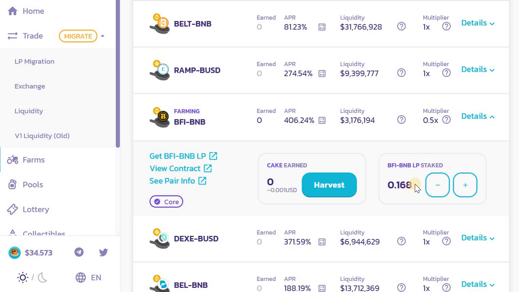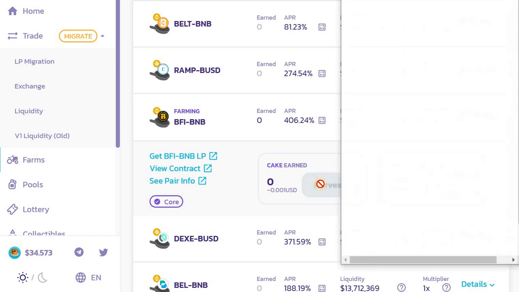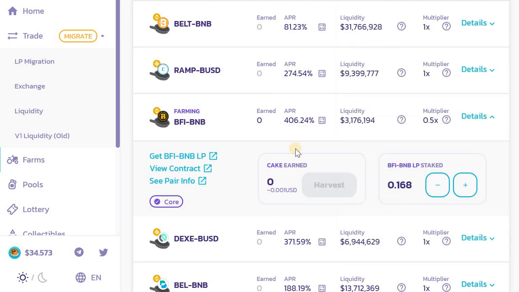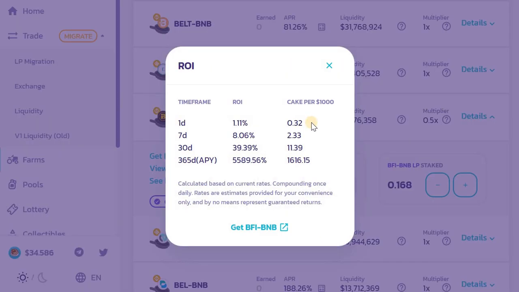Also, if I want to harvest my farmed coins, I will click on this. Understand, when I click on this, I can harvest the coins I've farmed. But right now, since we just started, there are no coins to harvest yet because we just started farming. If you want to know an estimate of how much tokens you would be getting, you can click on this calculator right here, and this is the estimate of how much cake you would be getting. Once you stake your liquidity tokens in the liquidity pool, you would get cake in return.